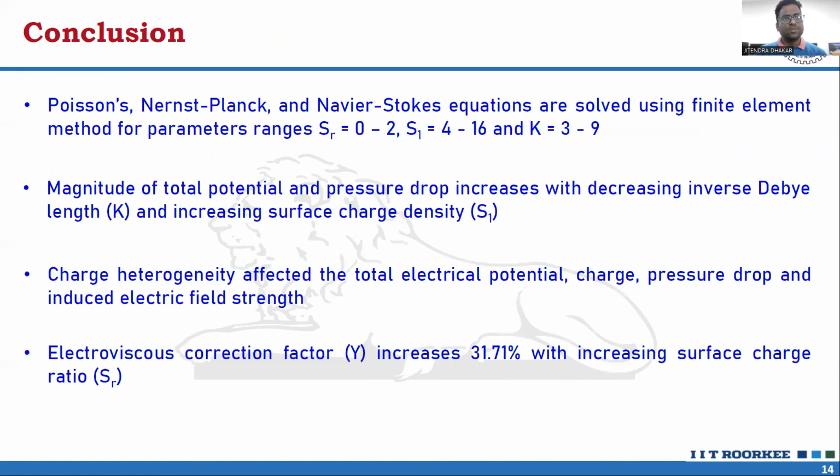So now, conclusion. Poisson, Nernst-Planck, and Navier-Stokes equations are solved using the finite element method. Parameter ranges: SR equals 0 to 2, S1 equals 4 to 16, and K equals 3 to 9. Magnitude of total electric potential and pressure drop increases with decreasing inverse Debye length and increasing surface charge density. And the charge heterogeneity affected the total electric potential, charge, pressure drop, and induced electric field strength. And the electroviscous correction factor increases 31.71% with increasing surface charge ratio SR. So the overall electroviscous effect increases with increasing charge heterogeneity.